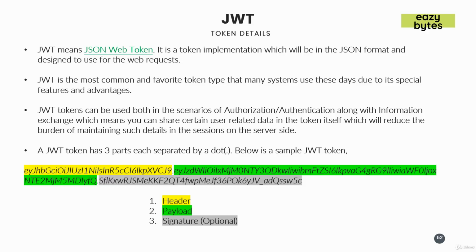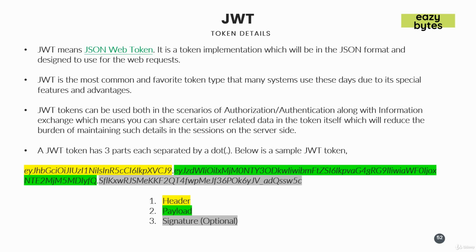In this video, let's try to understand what is JWT and what are the advanced features that it provides compared to normal tokens that we have discussed in the previous videos. So firstly, JWT means JSON Web Token. That's the full expansion of it. It is a token implementation that leverages JSON format designed to use inside the web request.